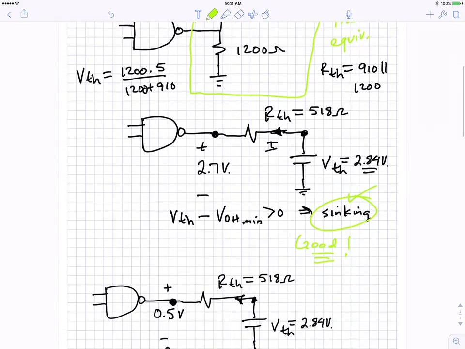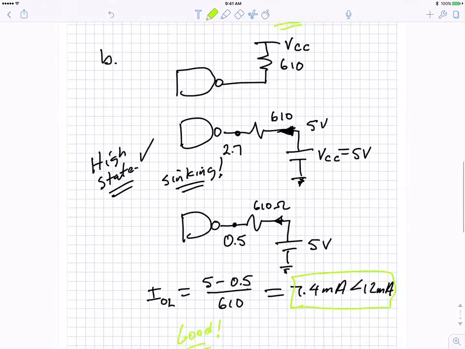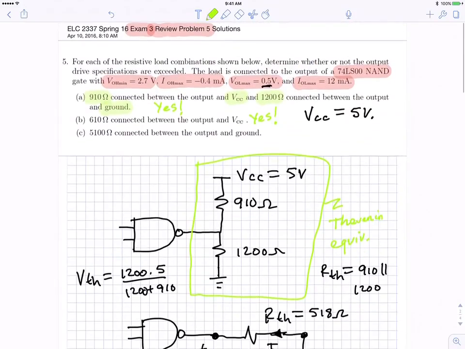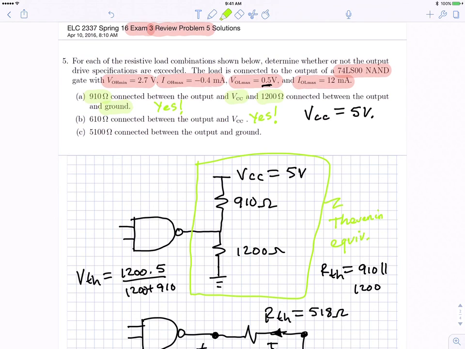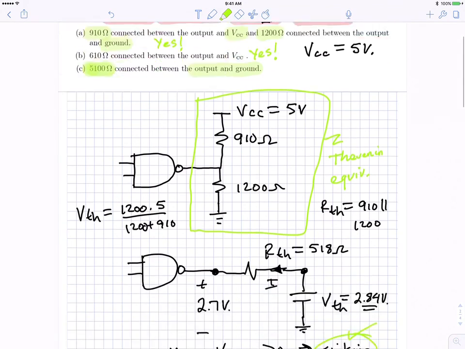Okay, so finally, let's go to part C. In part C, what we have is 5100 ohms connected between the output and ground.